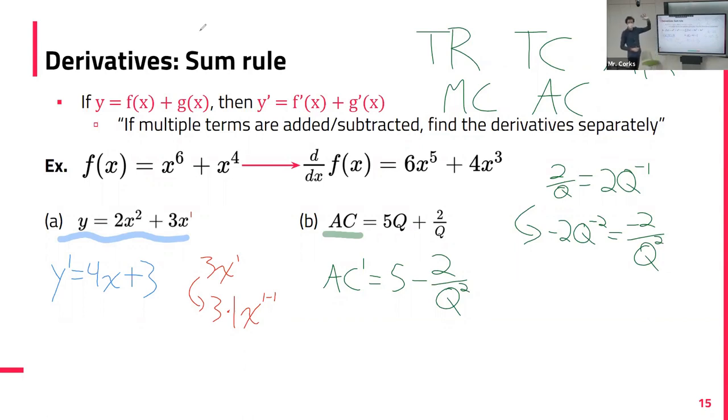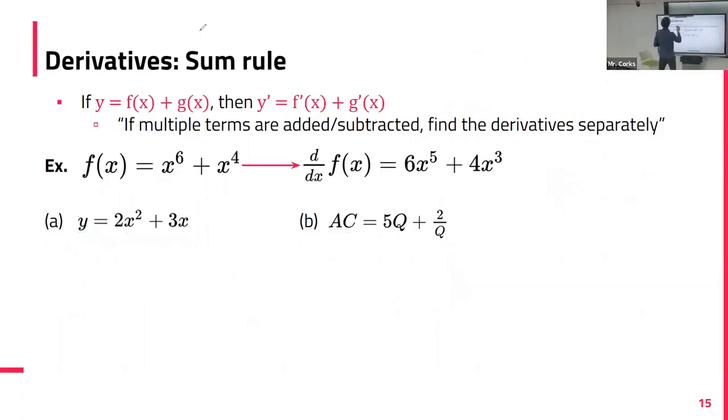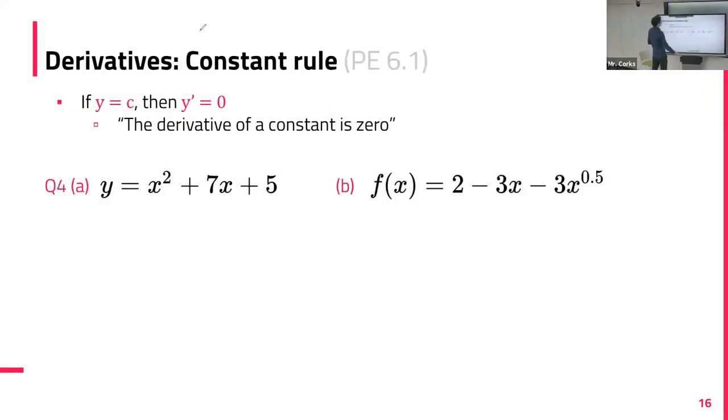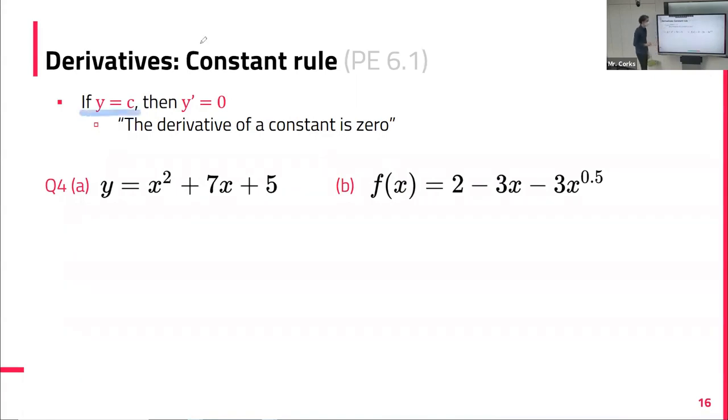Good questions? All right. So last rule that we will talk about is this one, constant rule, which is probably the easiest, which says if your function is just a constant, not a variable, just some number, then the derivative is just 0. So 2 more examples. Please try these ones out.